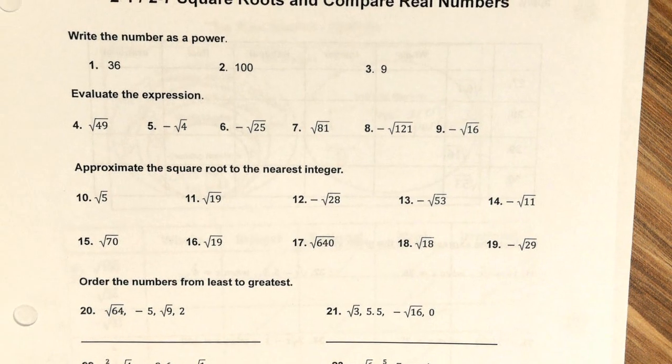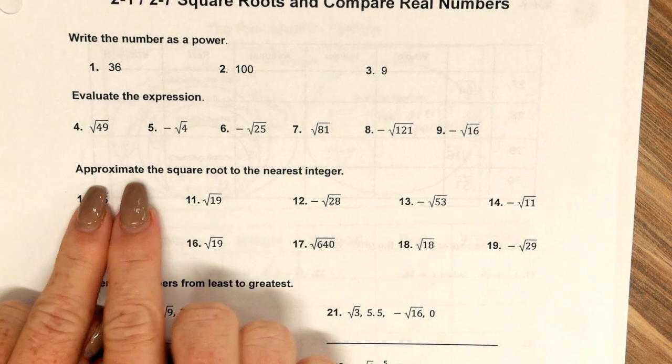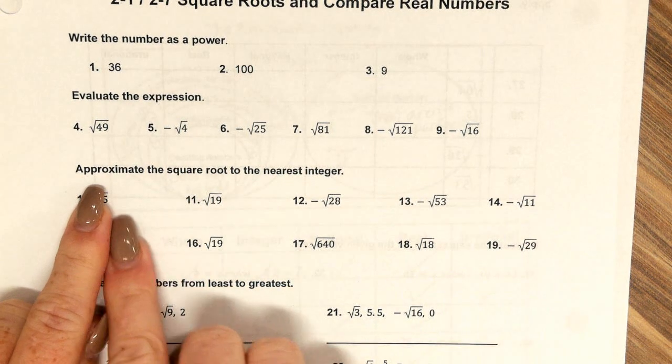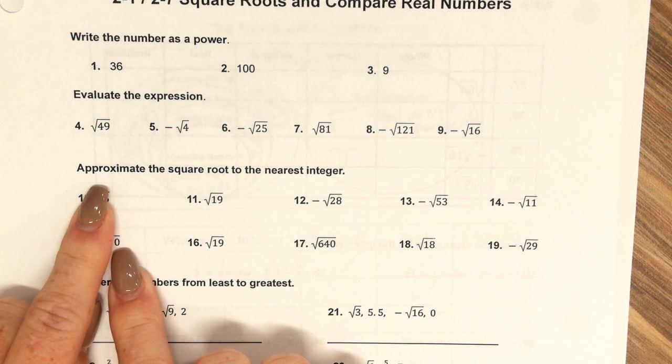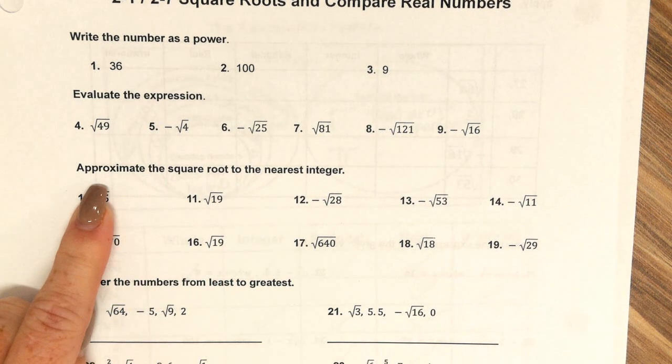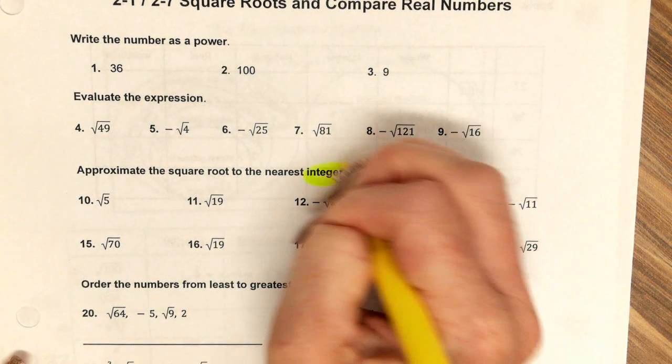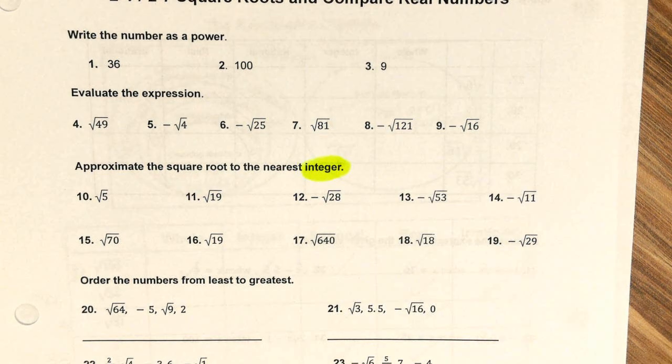On 10 through 19, what does it want you to do? Approximate the square root. These are all not perfect. They're all irrational. They're decimals. But it wants you to round to the nearest. If you don't do that, it's wrong. Did everybody hear me? Okay.